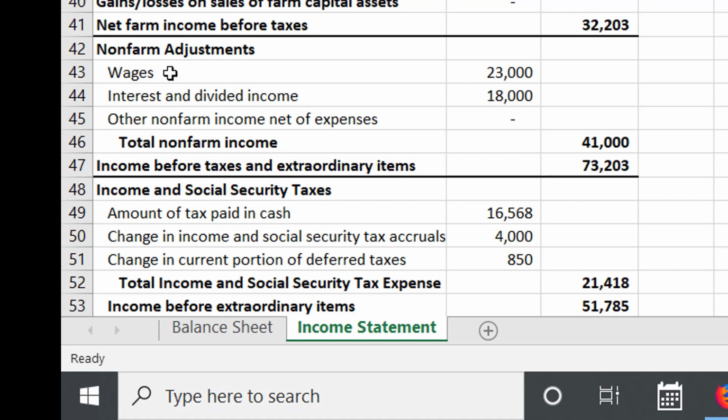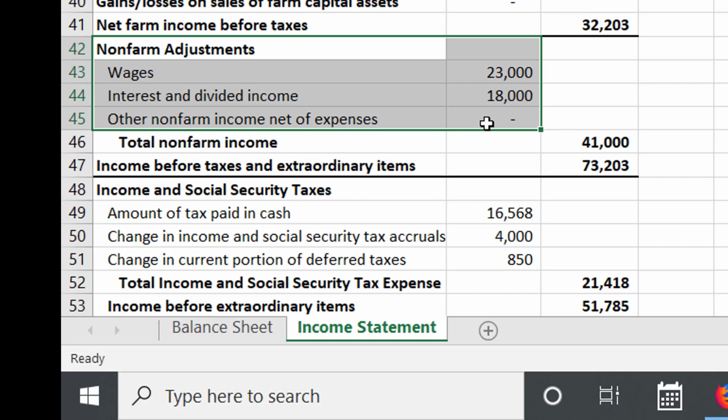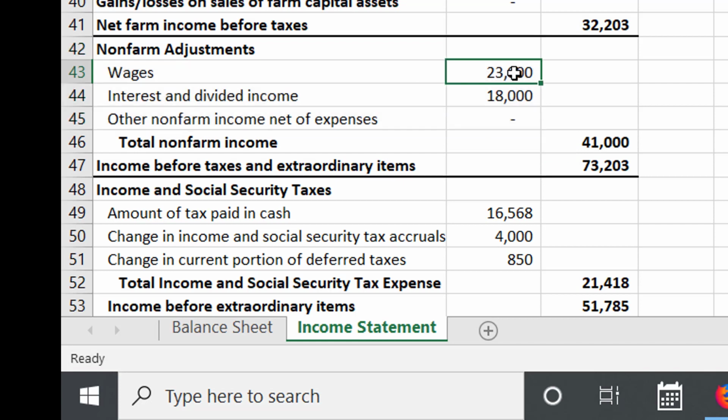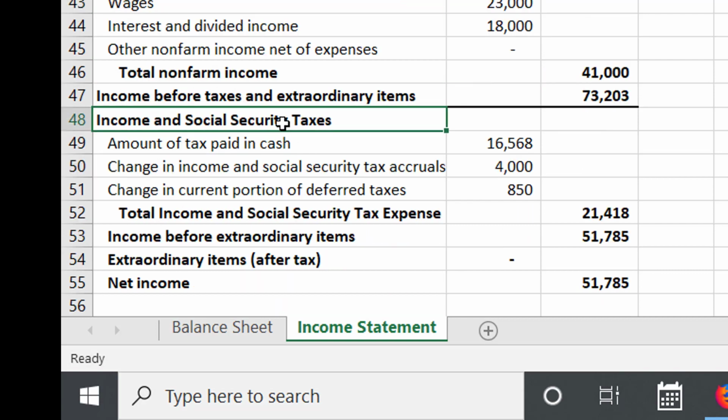Now the next thing we have are some non-farm adjustments where we have wages, interest income, and income from non-farm activities. And that's a very common thing for farmers to have a job off the farm. And in this case, we're going to be putting that on the farm income statement. We total those up and we get a number. And we now have a total amount of income for the whole household unit, the farm, the labor of the farmers off the farm, the income from investments. For example, you might own some investments in a cooperative, and all that's listed as income before taxes and extraordinary items. Then we break down income and Social Security taxes.